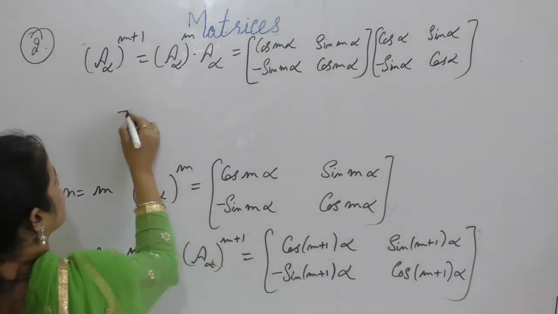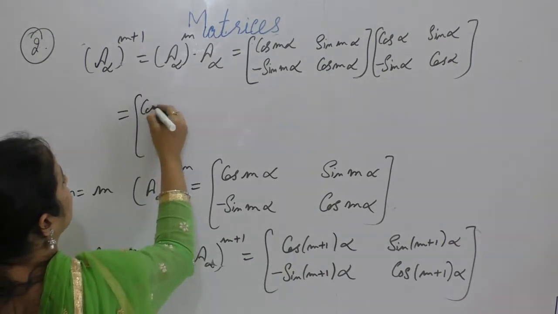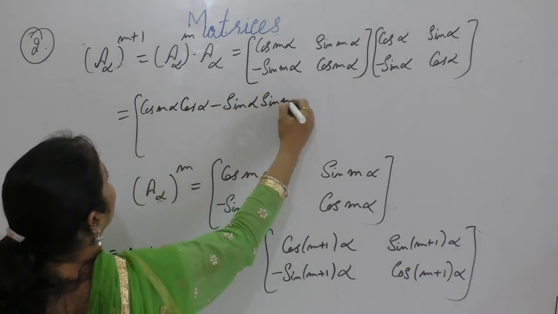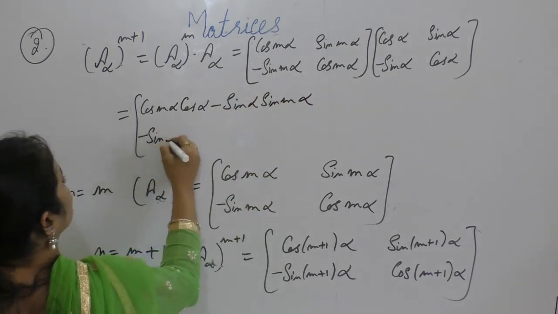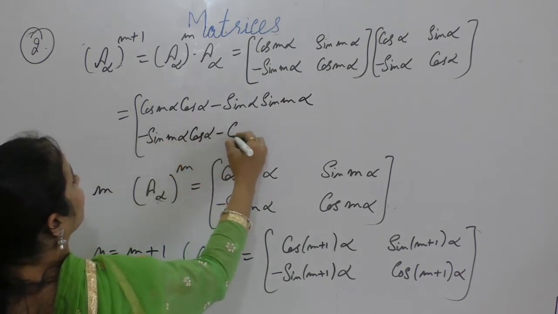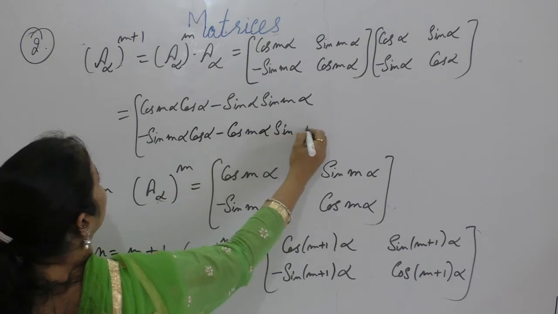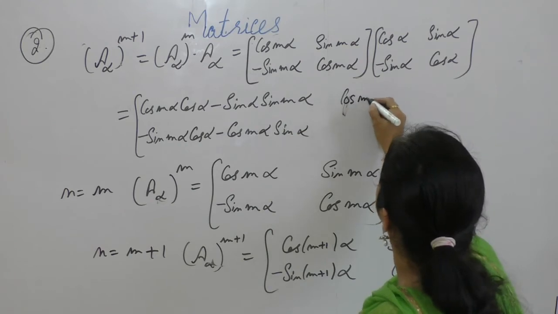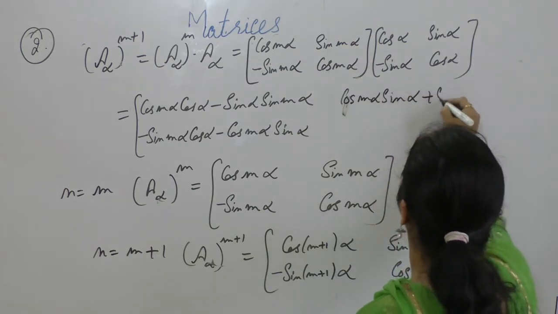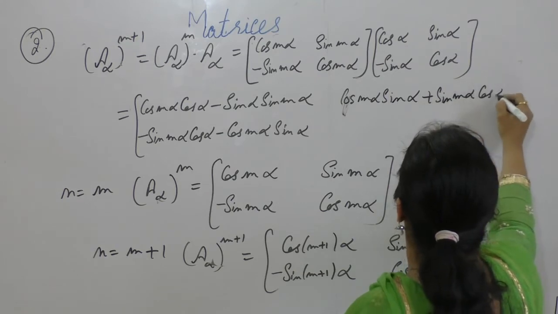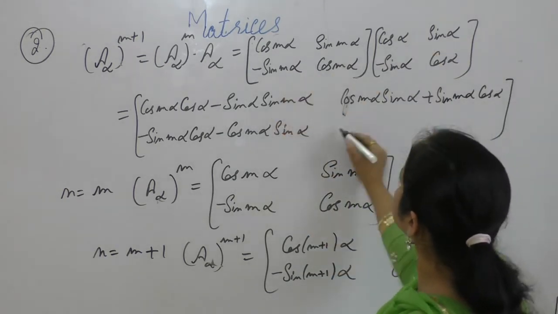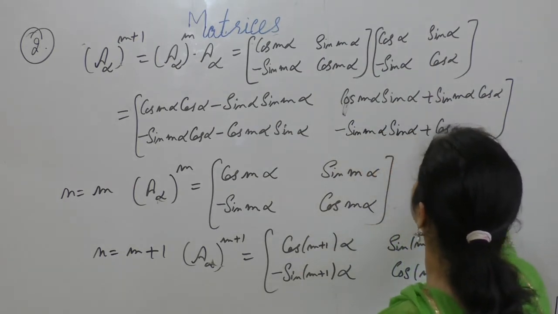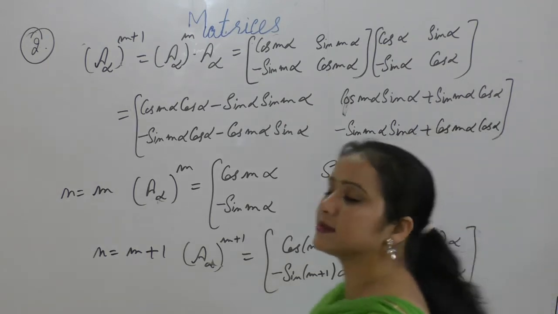Multiply these two matrices. Cos m alpha cos alpha minus sin alpha sin m alpha, minus sin m alpha cos alpha minus cos m alpha sin alpha, cos of m alpha sin alpha plus sin m alpha cos alpha, minus sin m alpha sin alpha plus cos m alpha cos alpha.